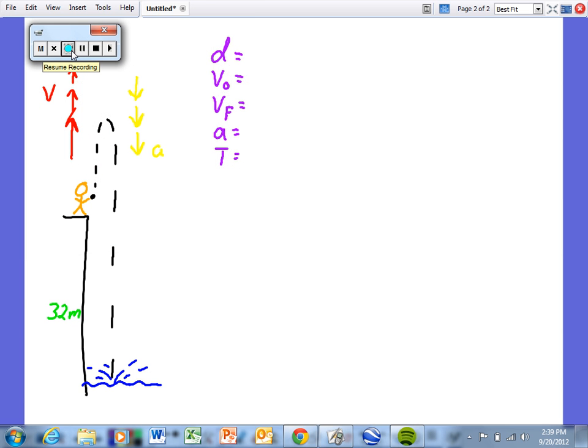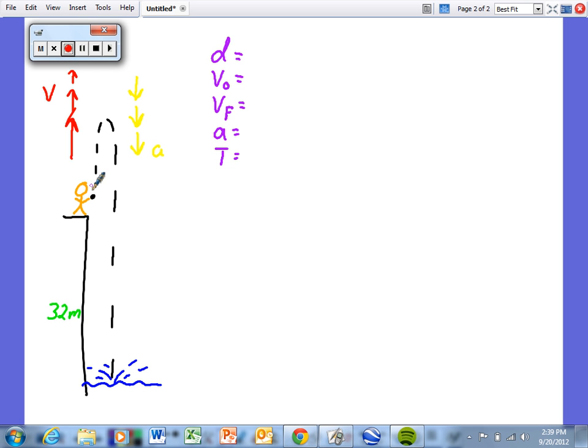Alright, this is problem 18 from the review sheet. While standing on a bridge, a student throws a rock up into the air. It takes the rock 3.8 seconds to hit the water 32 meters below. With what initial velocity did the student throw the rock?